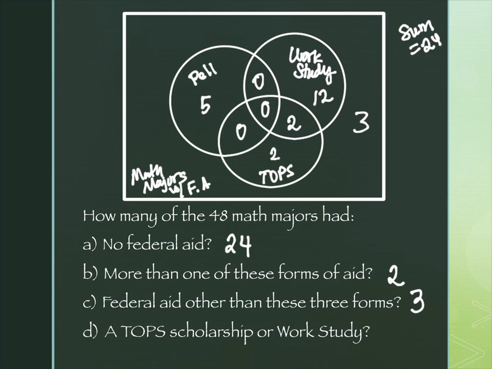And then how about a TOPS scholarship or work study? 16. So when we see the word or, what does that remind us of? The union. It means I have to consider all of the places that include both, right? Either or, both. That's the 2 on the TOPS outside, the 2 in the overlap, and the 12 in the work study part. So I have 2 plus 2 plus 12, or 16. Any questions on that? Okay.